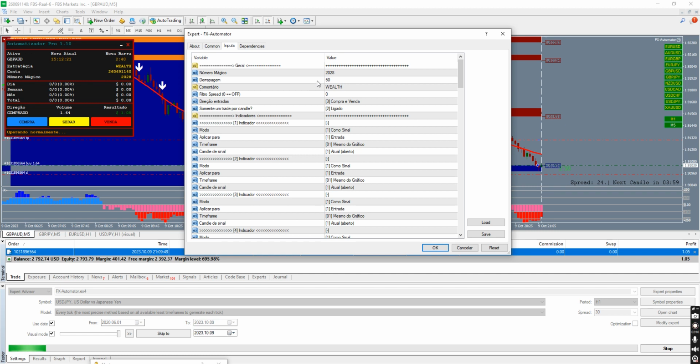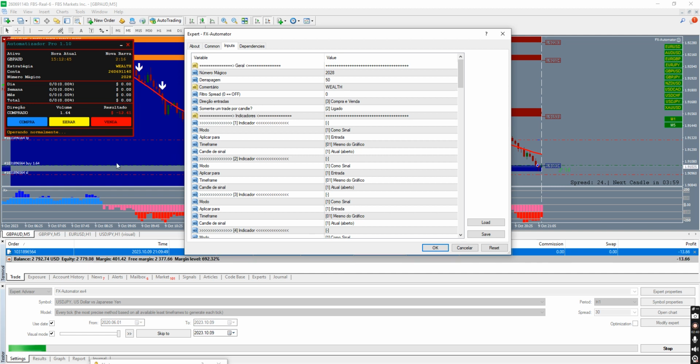All right, so here you can see the magic number. You can change the magic number. Whenever you are trading with more than one currency pair, you have to change the magic number for it to work. If not, the robot will tell you that you need to put a new magic number different from the earlier one that you are using.